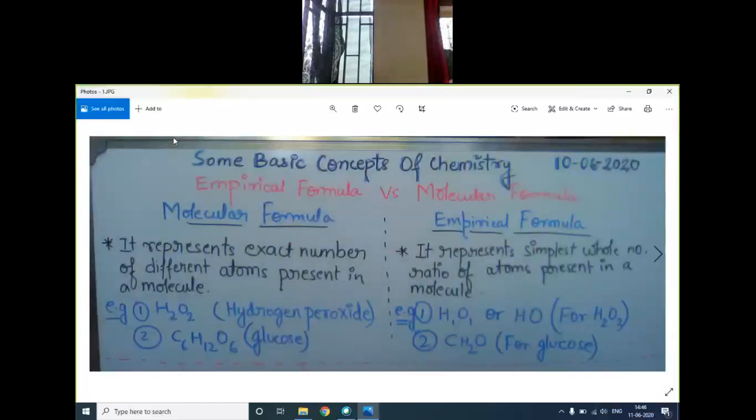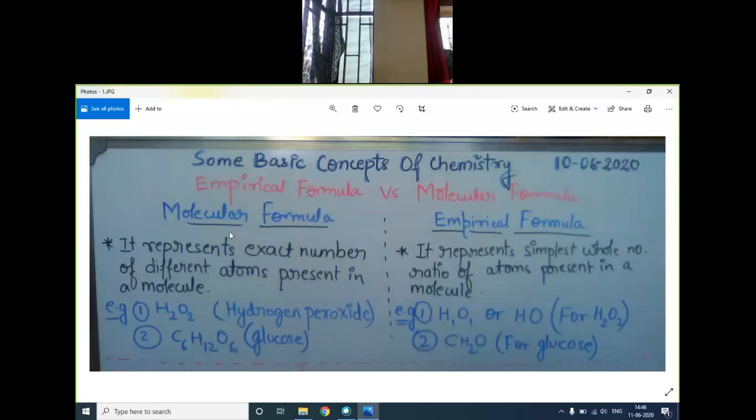Now, today we are going to differentiate molecular formula and empirical formula. We don't know what is empirical formula, but we know what is molecular formula. After knowing the difference, we are going to solve one question: how to find empirical formula and hence molecular formula.